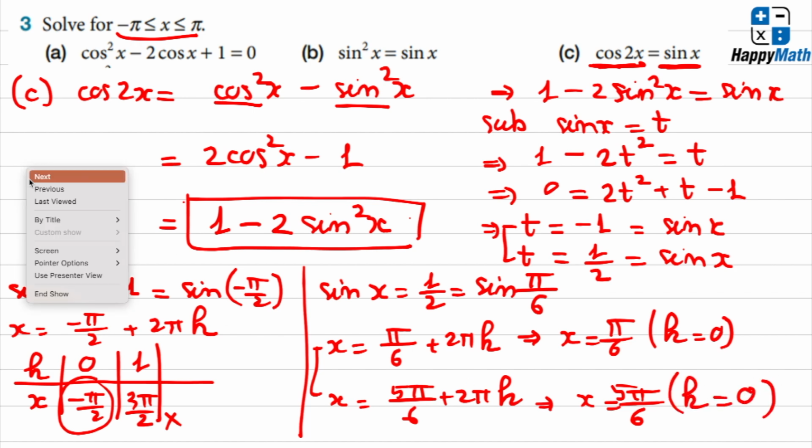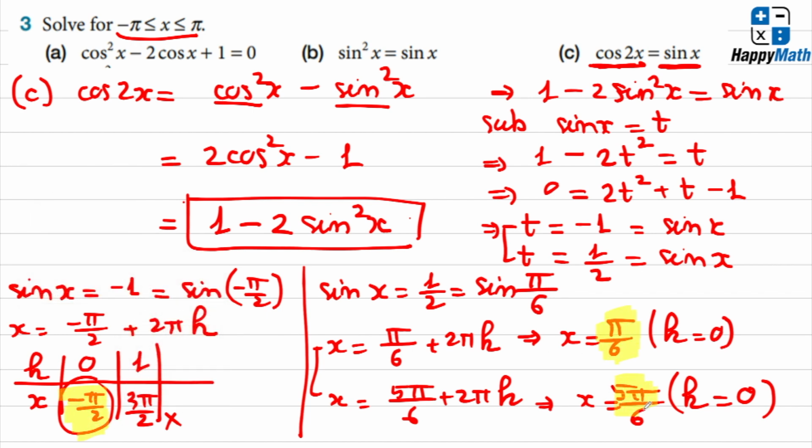How many solutions do you get for question C? You will have minus pi over 2, pi over 6, and 5 pi over 6.